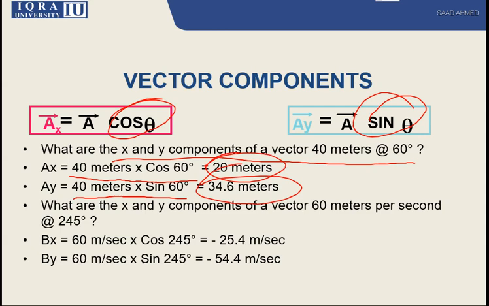What are the x and y components of 60 meters per second at 45 degrees? So 60 meters per second multiplied by cos 45, 60 meters per second multiplied by sine 45. Using the calculator you get these answers, that is 25.4 meters per second and 54.4 meters per second.